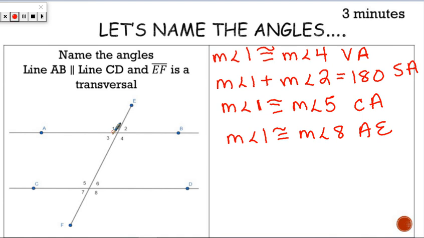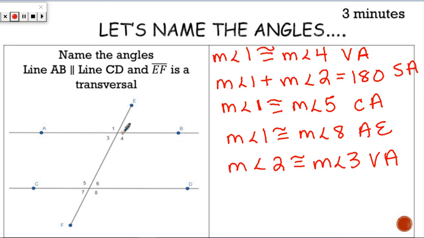I'm going to go ahead and go to angle 2. So the measure of angle 2 is congruent to the measure of angle 3, and that's called a vertical angle. In just a second, let me erase. That's called a vertical angle.